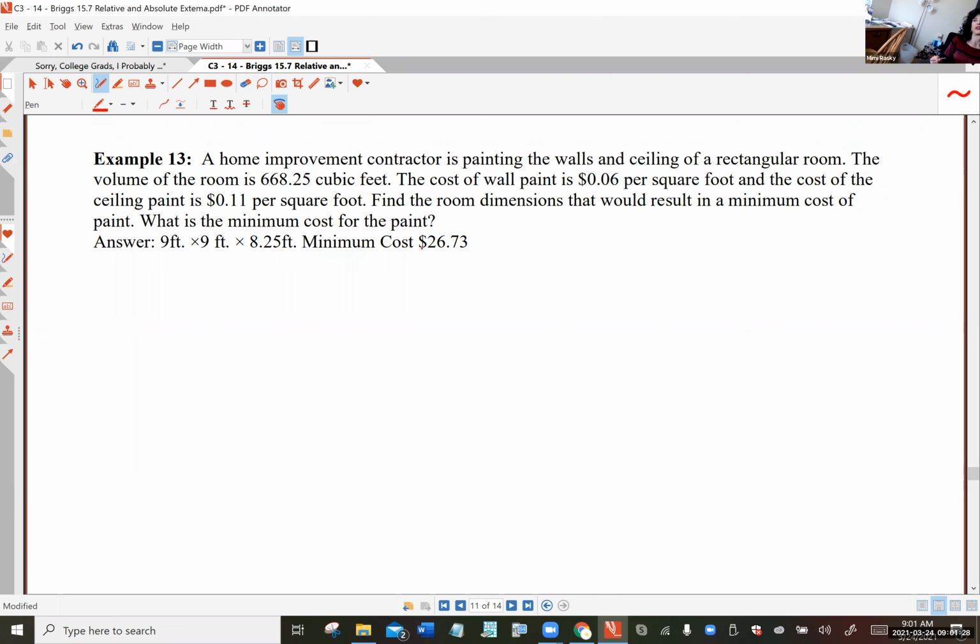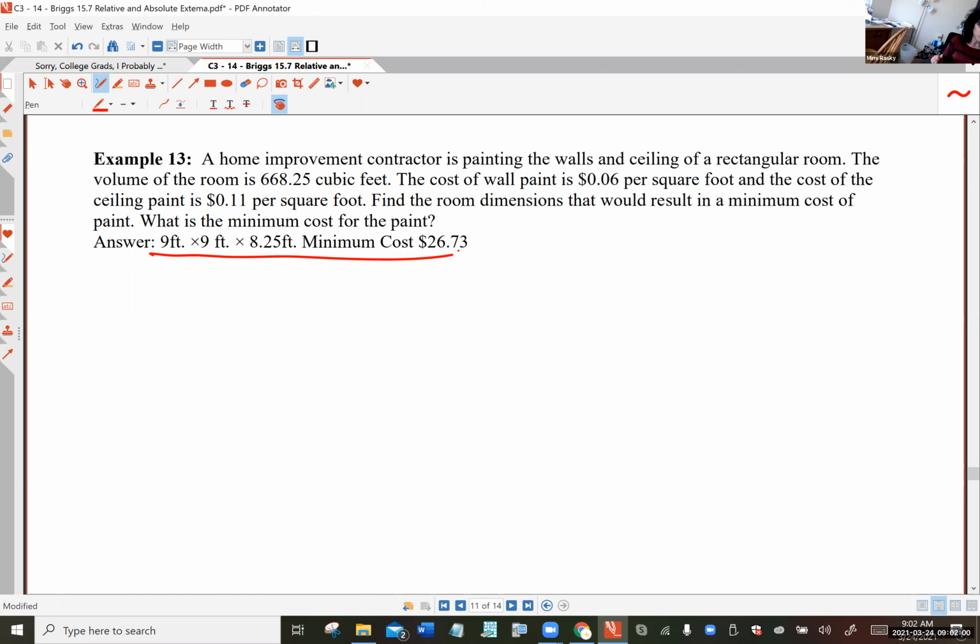And you should know how to do this, though. And I'm going to give you a similar quiz problem. So you better know how to do it. Pay attention. Okay, it sounds kind of hard, though. I'll read it to you. Now, they gave us the answer right there. So a home improvement contractor is painting the walls and the ceiling of a rectangular room. Now, remember, they're not going to paint the floor. So we're going to disregard the floor. Well, we're going to put carpeting on the floor. Okay, fine.